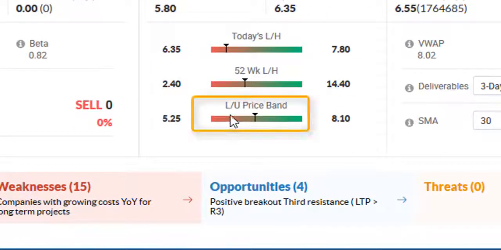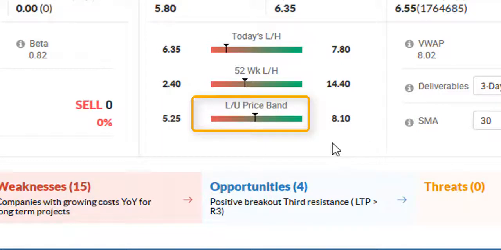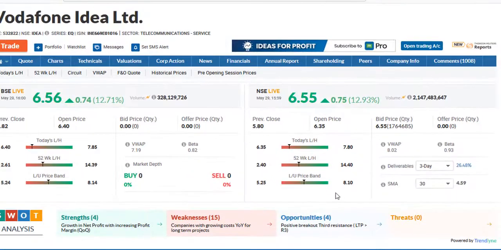Next comes the lower price band and upper price band. What it means is that when the stock price drops to 5.25 or reaches 8.10, trading will be stopped immediately and halted for some time, maybe minutes or hours. No one can buy or sell the stock. Later they will resume trading. That is what we call the lower price band and upper price band. This is for safety reasons, and all stocks have this.